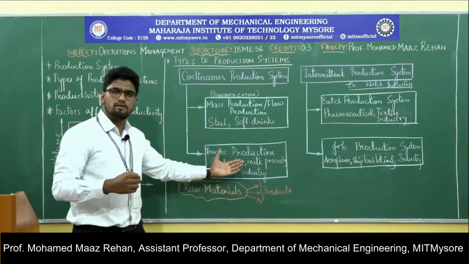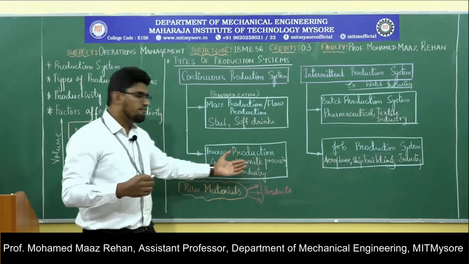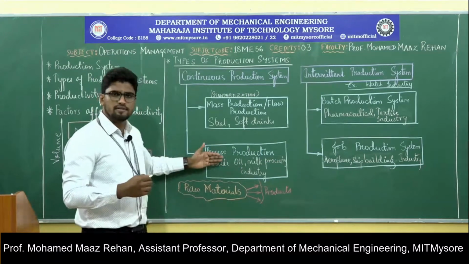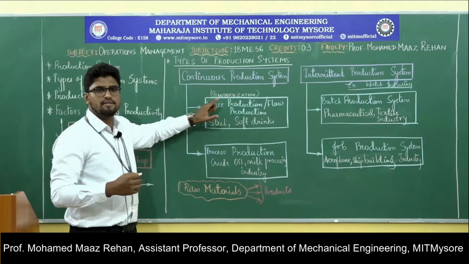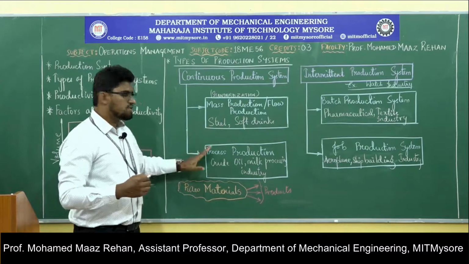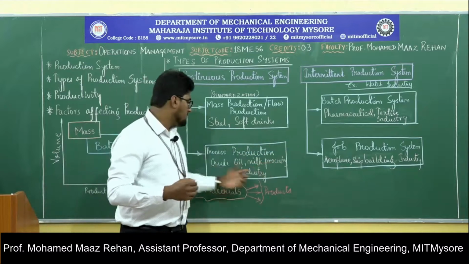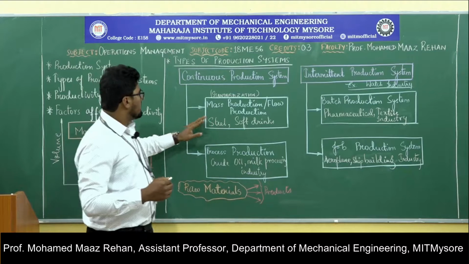Take one more example, a milk manufacturing industry. We have many byproducts from milk, right? So that is what a process production system is. Here in mass production system, standardization is the key thing. In a process production system, the output of one process is the input to the other process. So next.